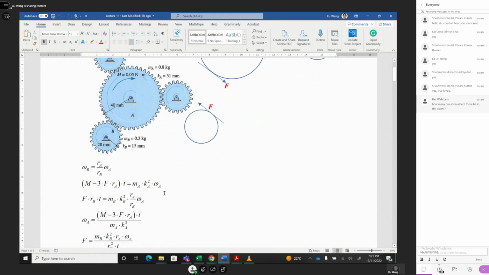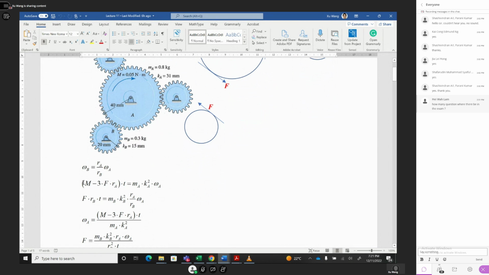And from here, for the larger gear, you apply M times T equal to I omega A. This is for omega A. Then we study omega for the small gear. For the small gear, you have F times radial, this is the moment times the same T, which should equal to IB, which is MB KB squared, times omega B. But omega B should be replaced by this one.